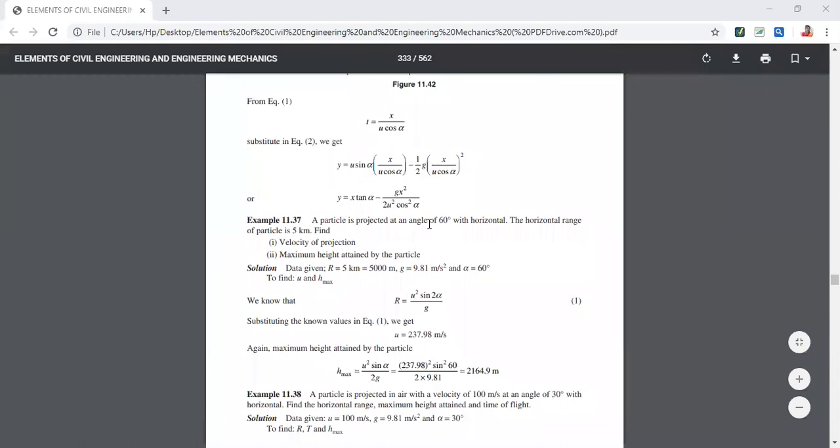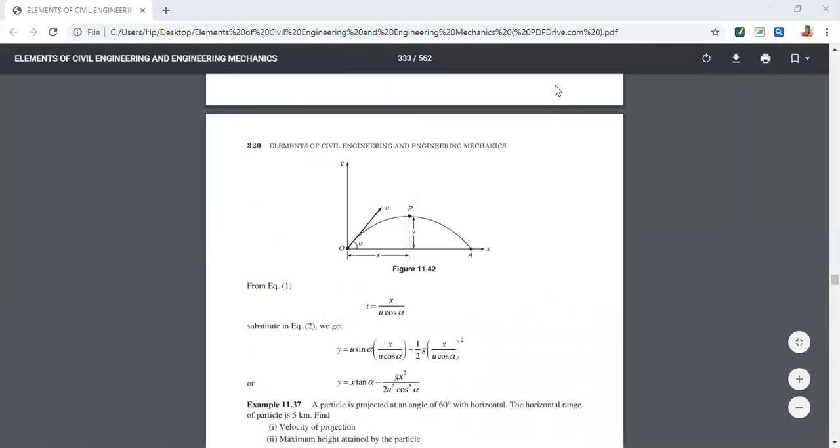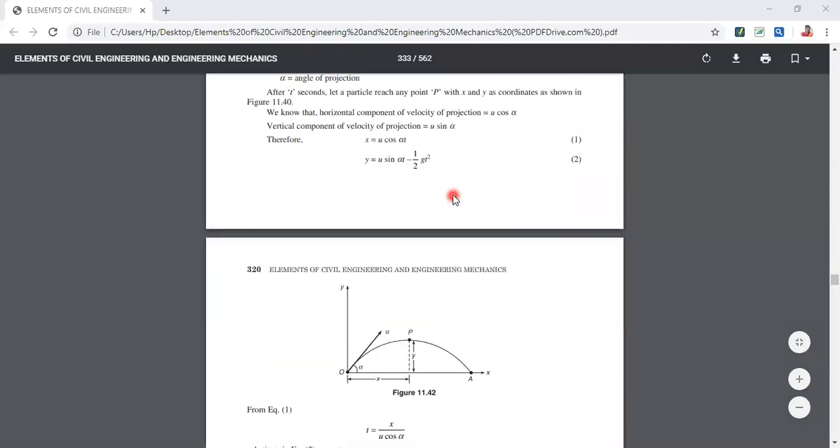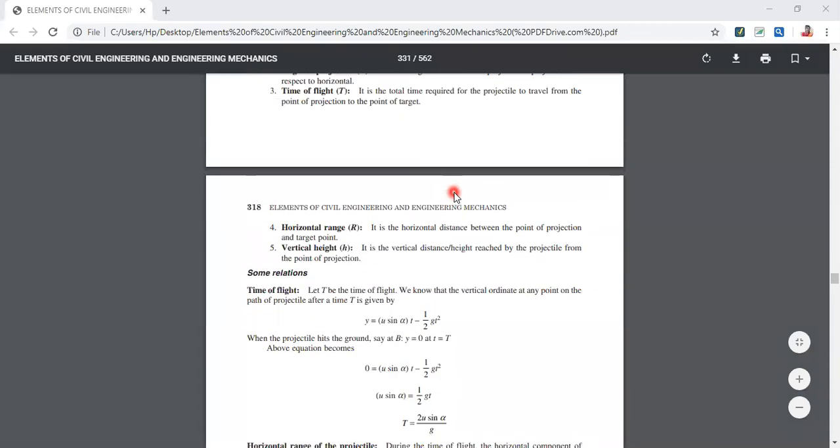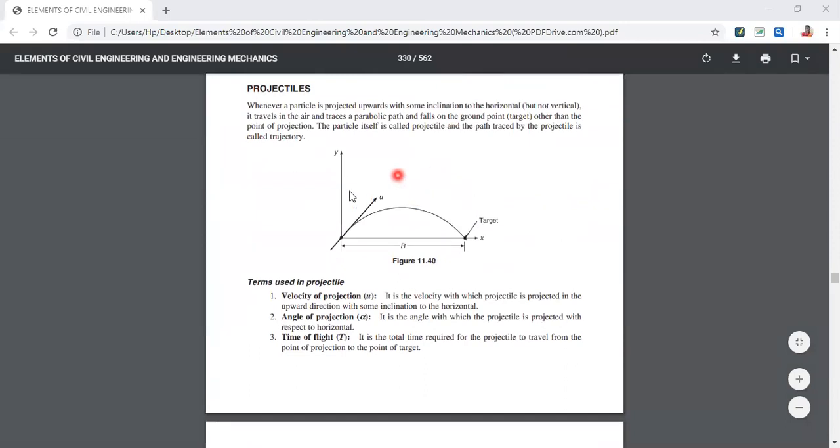Good evening, class. The last lecture we saw was on projectiles. We have taken the basics of projectiles, like the equations and the terminology used. So this is a standard diagram showing the terminologies used in projectiles.